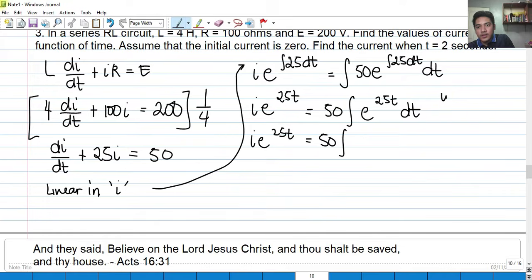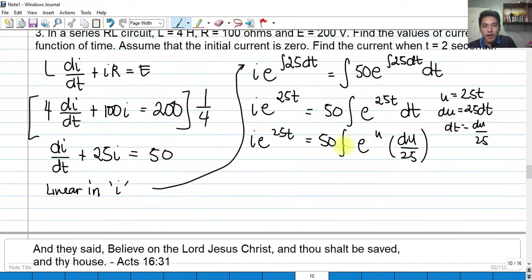If we integrate this, let u be 25t, du with respect to t is 25 dt. I don't have any 25 dt here. So if I'm going to express this in terms of u, we have e raised to u. Our dt is simply, from this equation, du over 25. So I can factor out 1 over 25 because that's a constant. So we have 50 over 25 in here, the integral of e raised to u du.